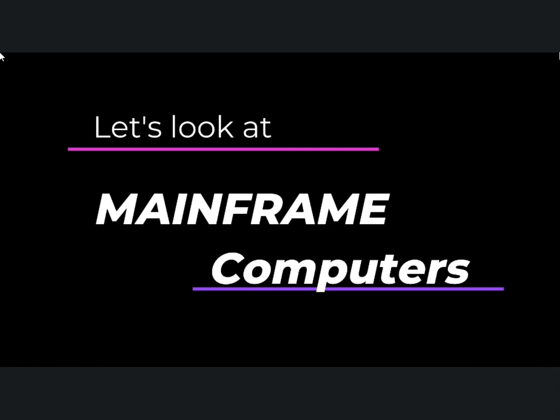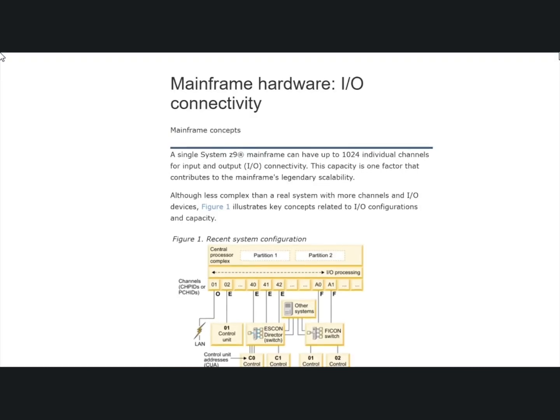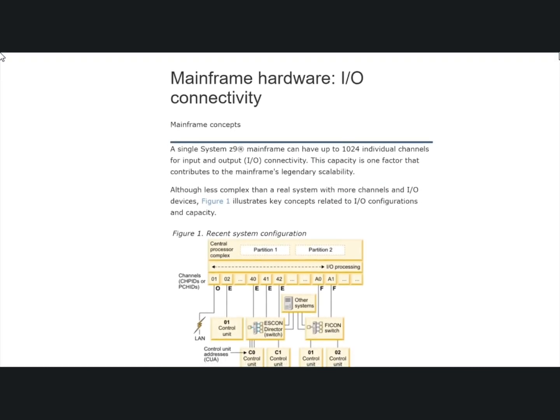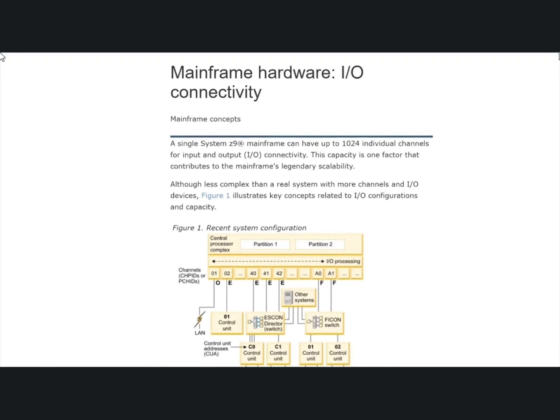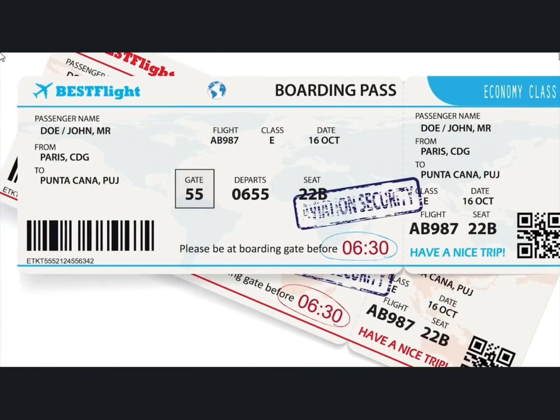Now let's have a look at mainframe computers and their importance in today's world. First of all, let us look at what a mainframe computer is. A mainframe computer is a large computer system that is designed to handle massive amounts of data processing. They are typically used by large organizations for critical applications, such as financial transactions or airline ticket reservations.